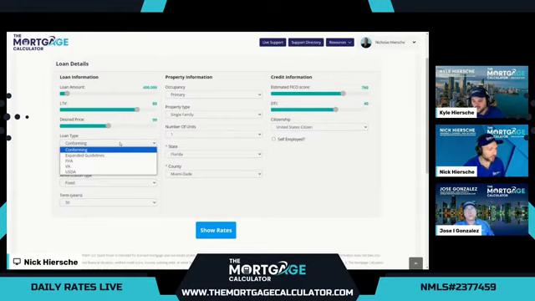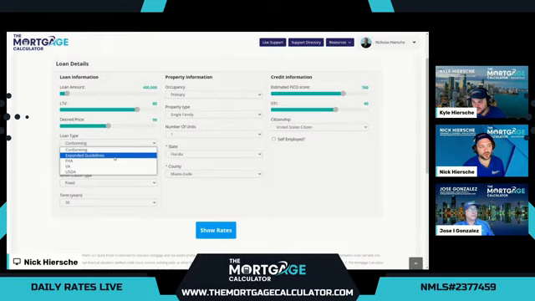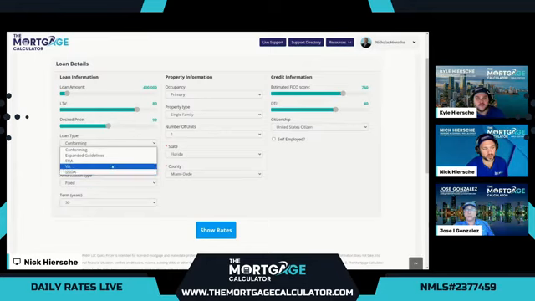We'll start with conforming conventional as we do every day. Then we'll go into FHA, which is usually the second option for most borrowers. And then we'll check out expanded guidelines, also known as non-QM, where we have over 5,000 additional loan programs beyond the standard that you see here. We also offer VA and USDA. VA is only for our eligible vets and active service members.